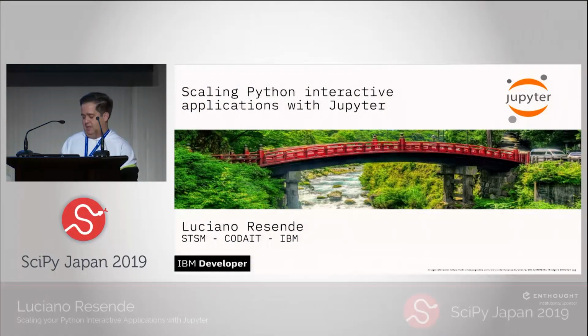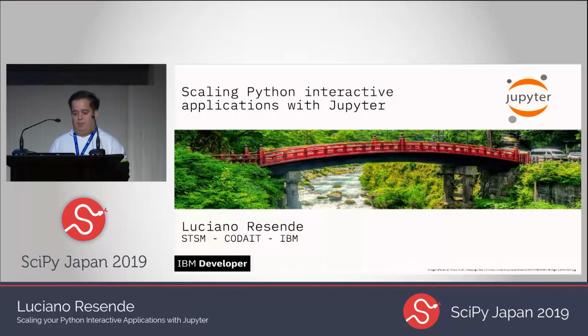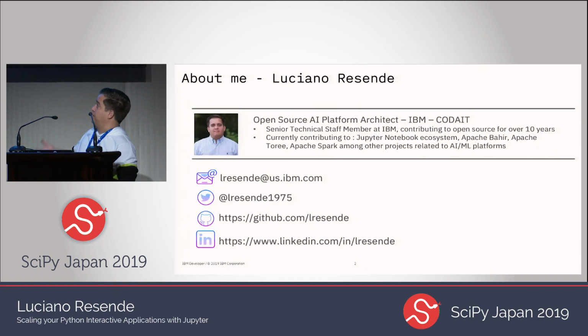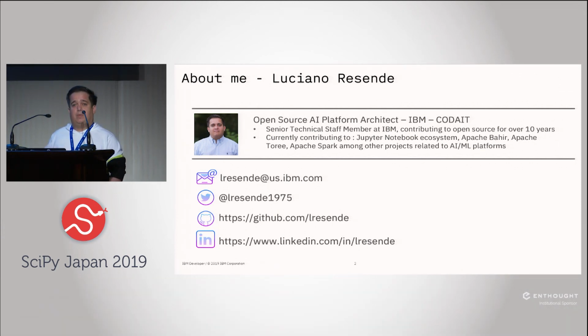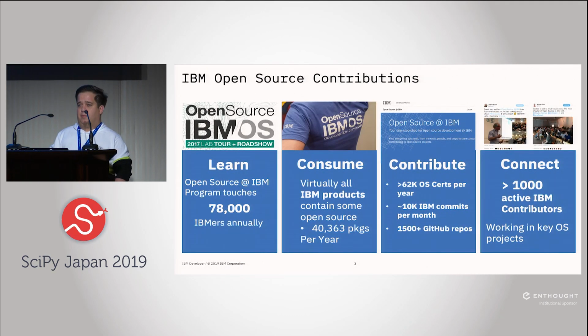Thanks for having me. I'm going to be talking today about scaling Python interactive applications with Jupyter. My name is Luciano Resende. I work at IBM at a CODE group, which is Center for Open Source Data and AI Technologies. If you need to ask questions later on or reach out to me, here is my information, so feel free to contact me. I'm just going to go over a couple of slides.